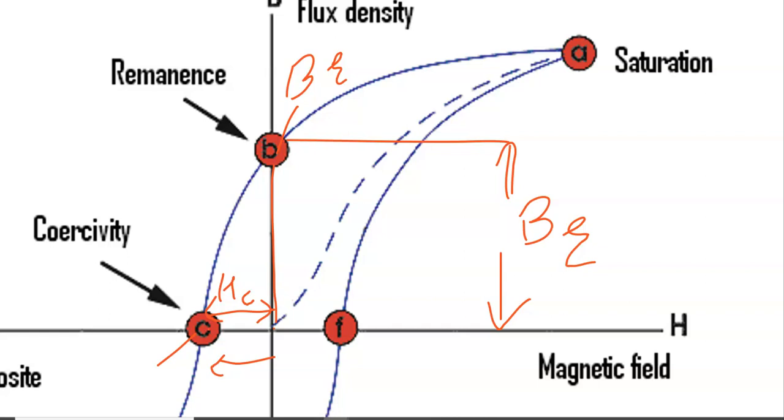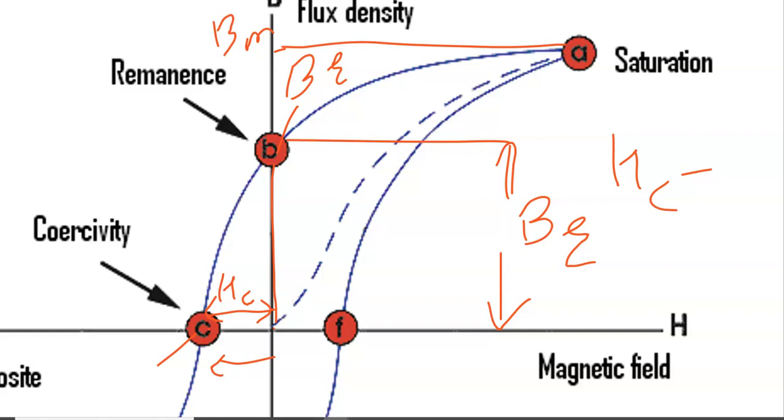So this is known as coercive force. C stands for coercive. So this is reflecting coercivity, or coercive force. Okay, so write down B max, Br, and Hc. B max is here. Br is here. Hc is here. Okay. Any doubt?